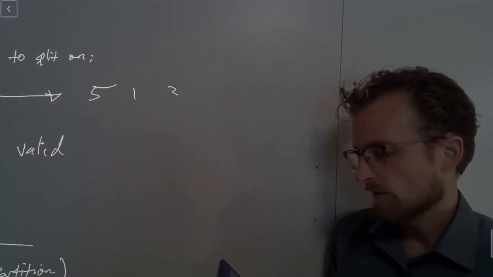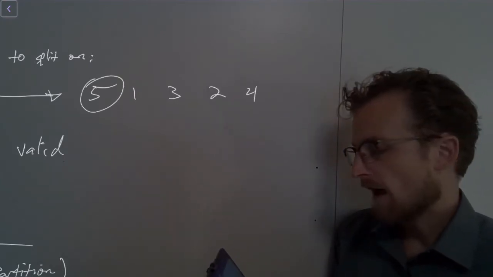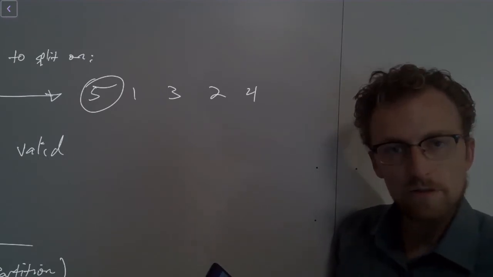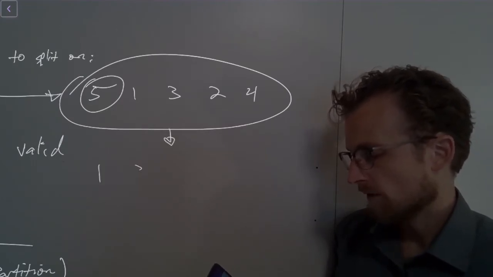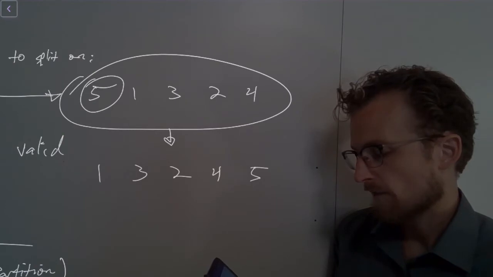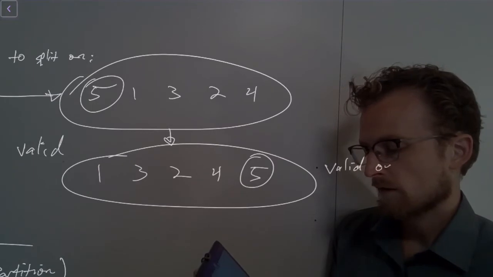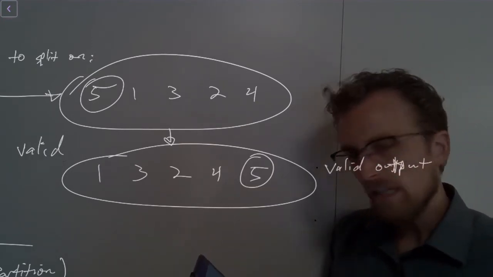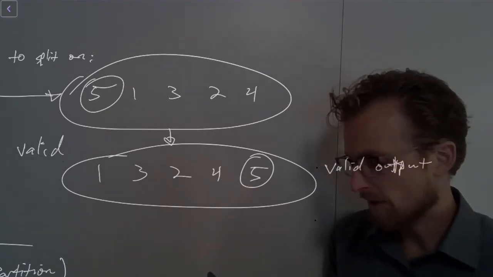So let me make sure I get these numbers right. 5, 1, 3, 2, 4. If 5 were our pivot, then a valid output would just put 5 at the far end of the array and everything else to its left, right? So then what this could have given us is 1, 3, 2, 4, 5. This would have been a valid output. So that's an example where, depending on how you choose the pivot, you may have to move the pivot around. In fact, the goal is to move the pivot to its final location, to the place in the array where it belongs.